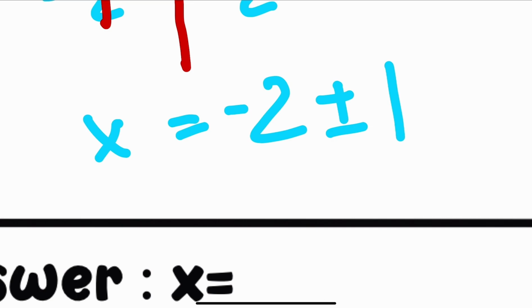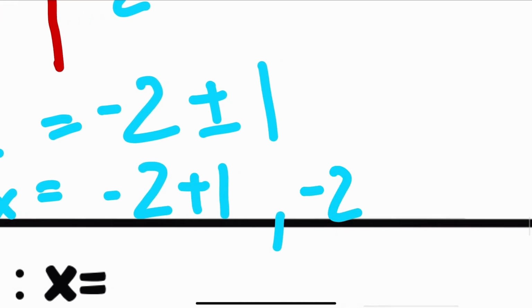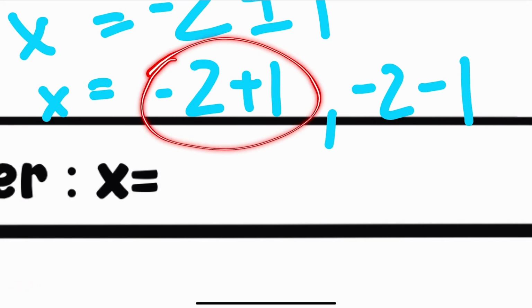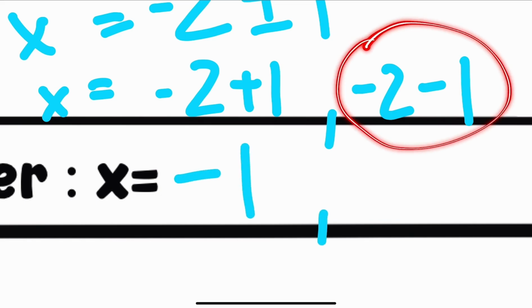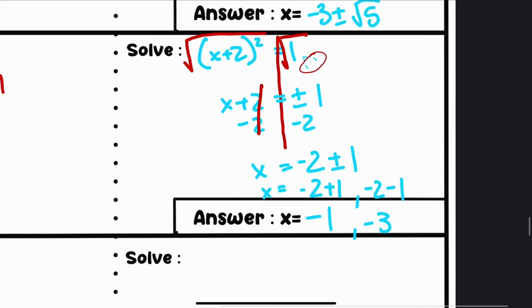So, like I said before, you could split this up into 2 pieces. I'm going to do that. I got -2 plus 1. And then I got -2 minus 1. And I'm going to solve those 2 parts. So I got -2 plus 1. -2 plus 1 is going to be -1. Oops, -1. And then I'm going to solve this part. I got -2 minus 1. So that's going to be -3. And those will be my 2 answers there.